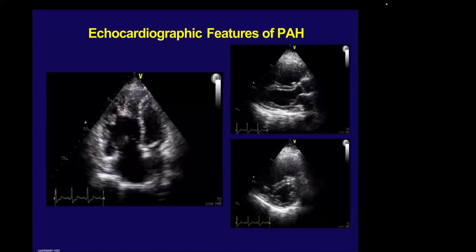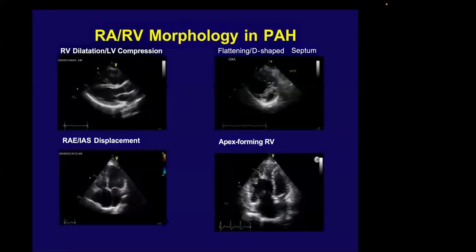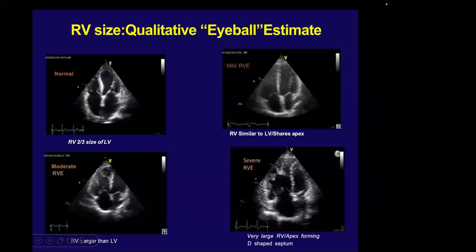Echocardiographic features of PH: here you can see the RA and RV dilatation, and here the D sign is positive, and the LV is compressed due to the dilated RV. RA and RV morphology in PH: RV dilatation, LV compression, and flattening D-shaped septum, with the apex formed by the dilated RV. And this is the qualitative eyeball estimate of RV size.